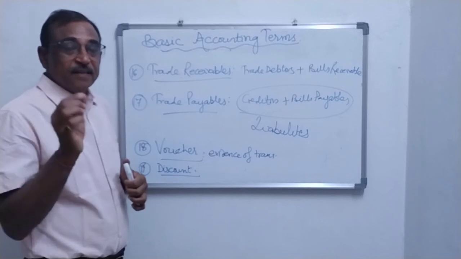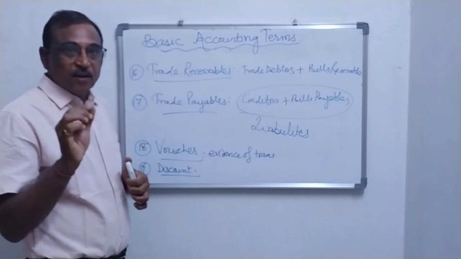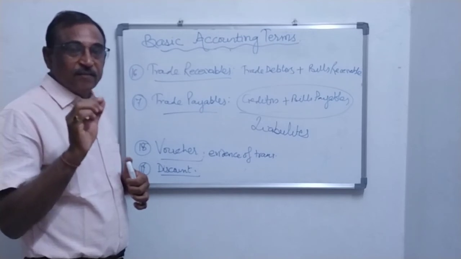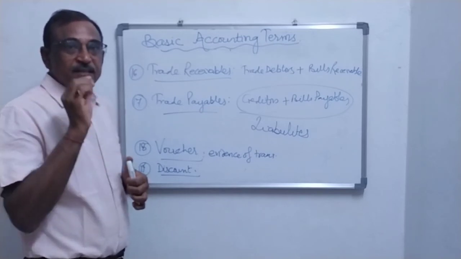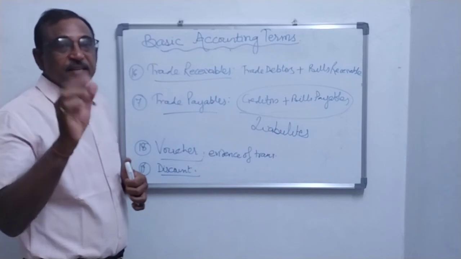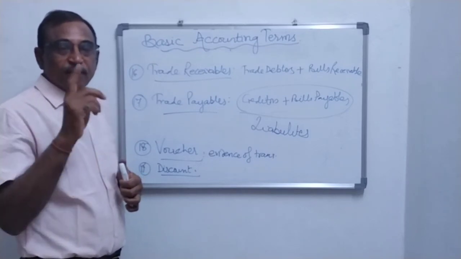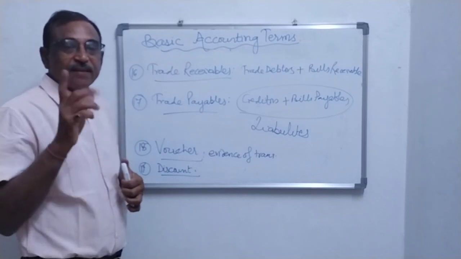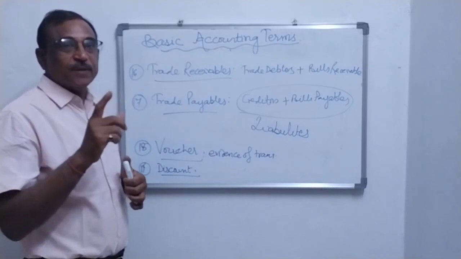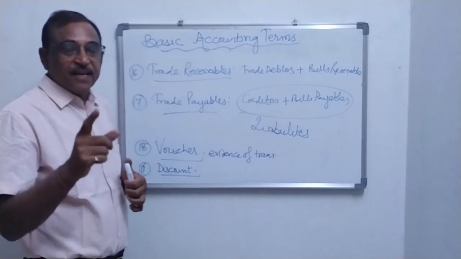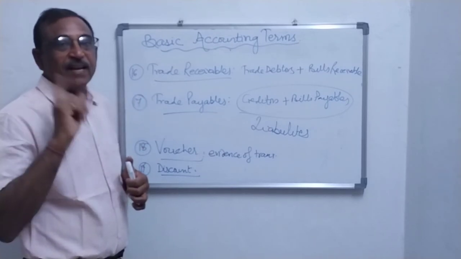Clear? And when trade discount is allowed, the accounting entry is recorded with the net value, that is sales minus trade discount. For example, you have sold goods for 1 lakh and allowed a discount of 10%. In that case, 10% of 1 lakh is 10,000. So you will record your sales at 90,000, not with 1 lakh.